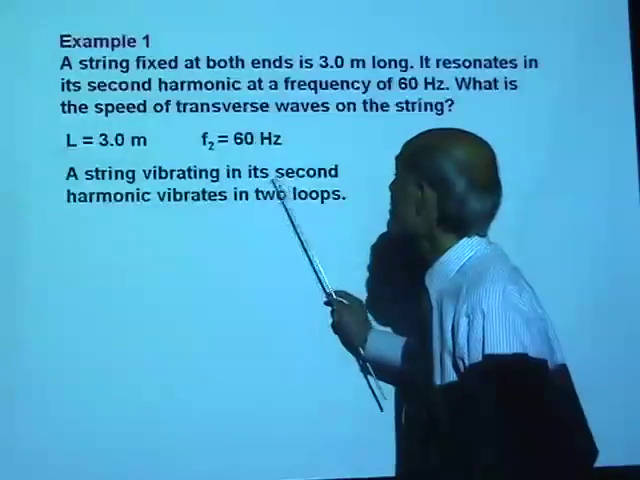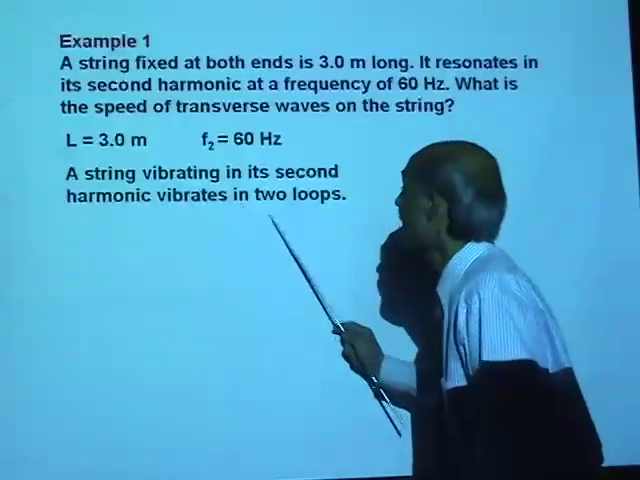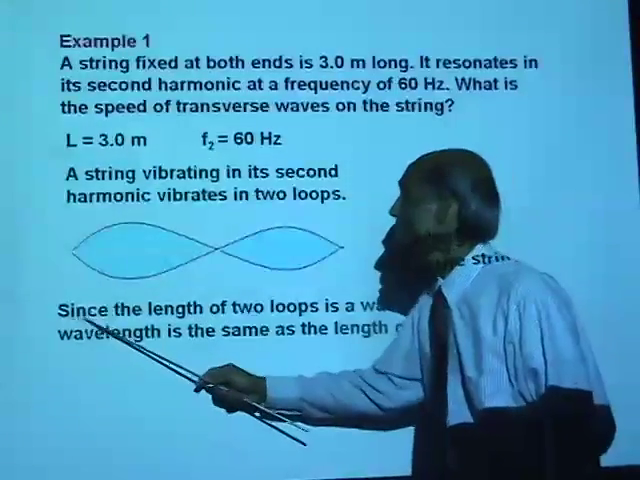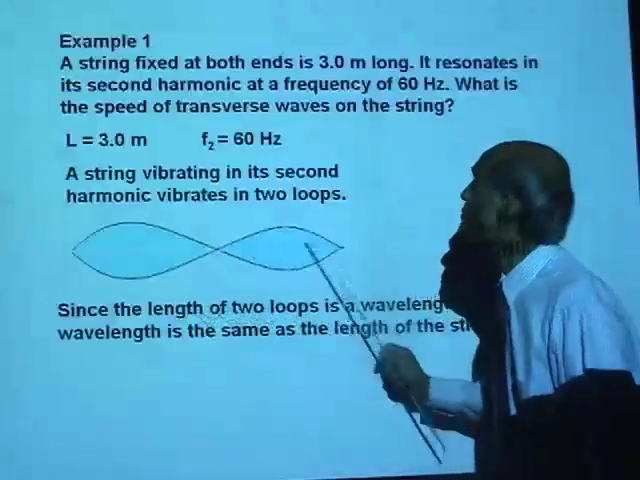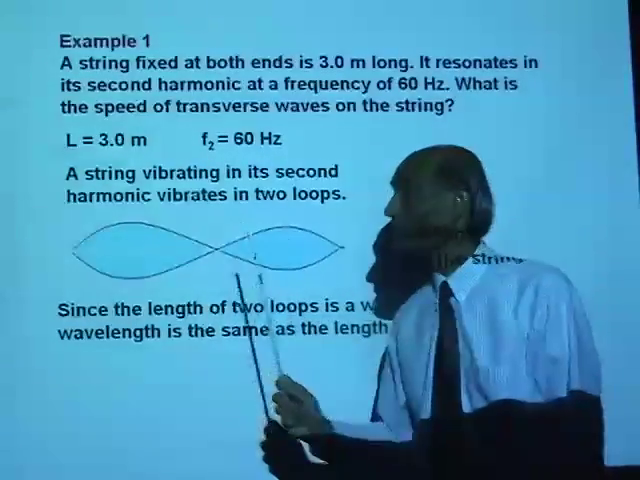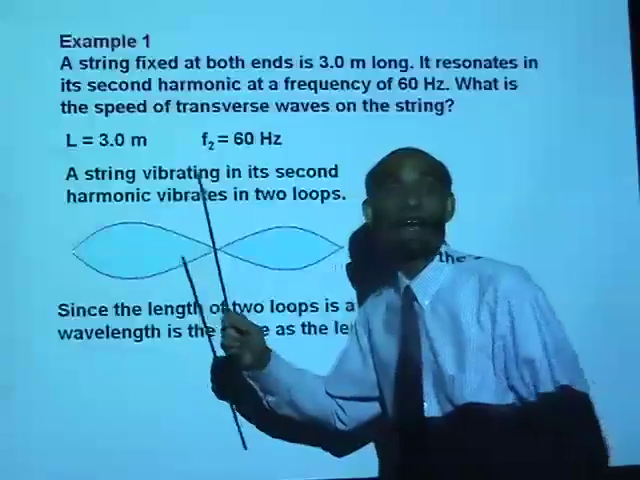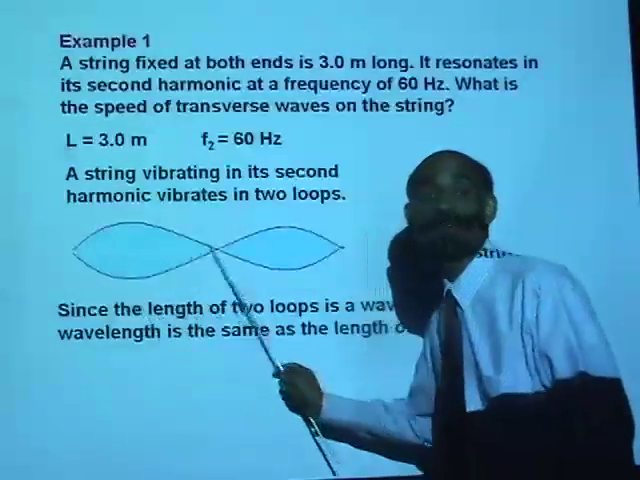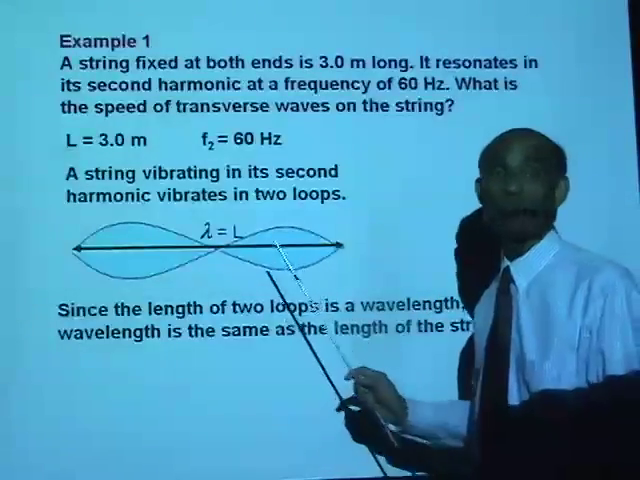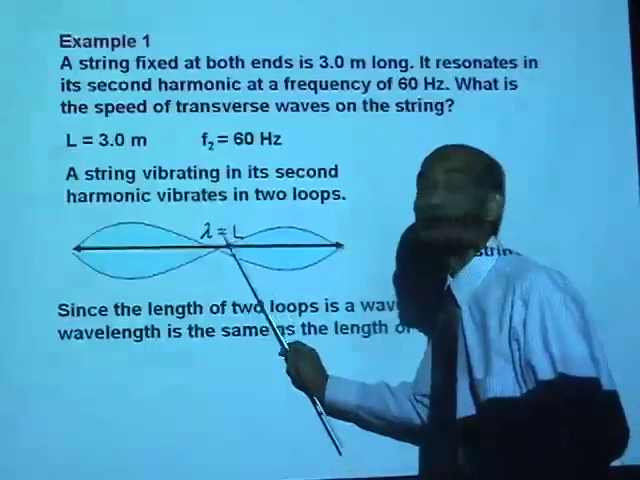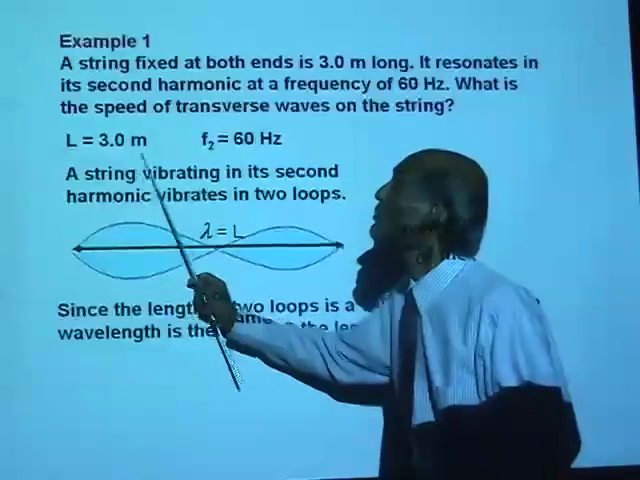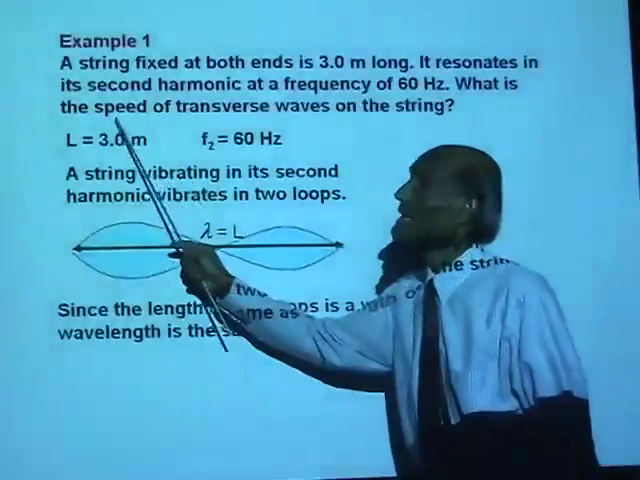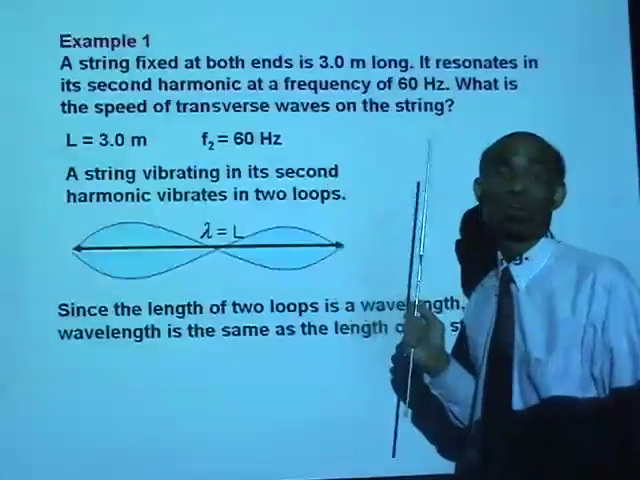The string vibrating in its second harmonic vibrates in 2 loops, like this. That means since the length of 2 loops equal to 1 wavelength, length 3 meters gives you a measure of the wavelength of that wave. So what is the wavelength of the wave here? The wavelength of the wave equal to the length of the string, which is therefore 3 meters. And now, what are we supposed to find? Speed of the transverse wave.